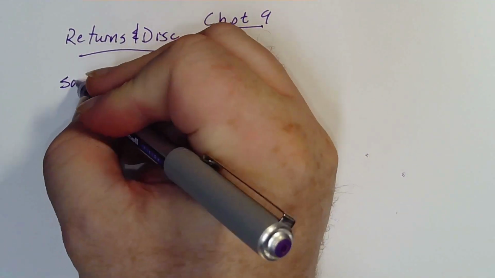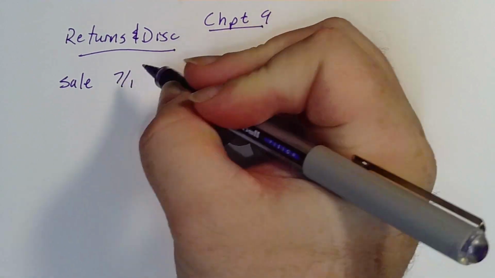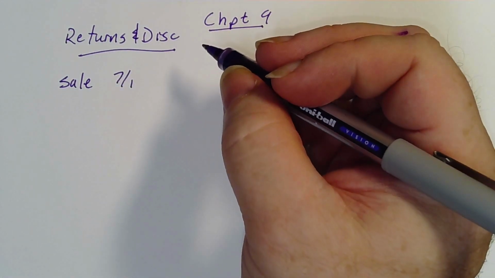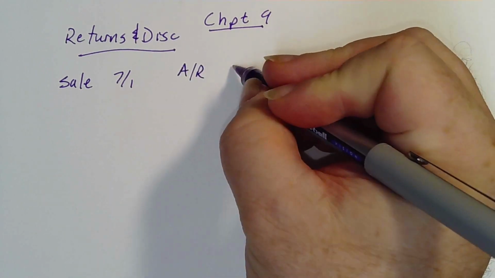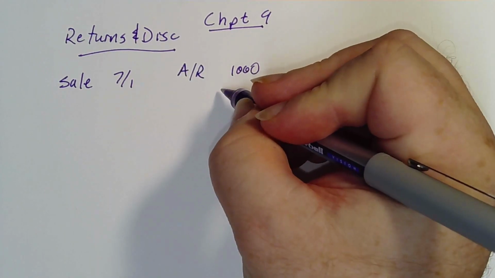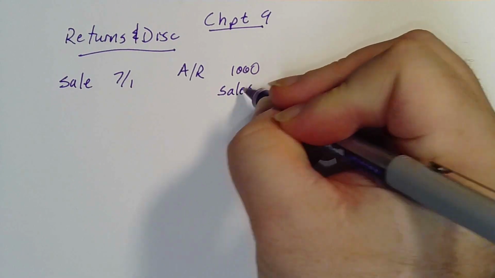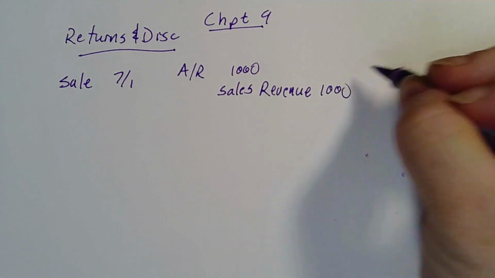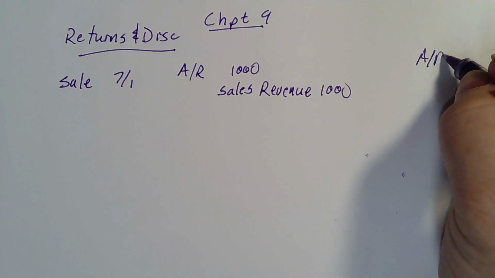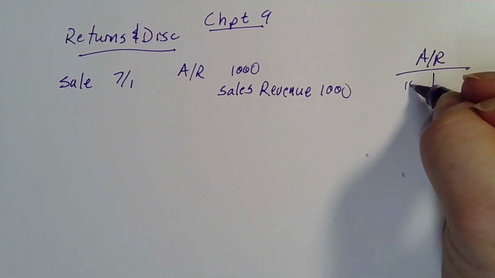When we had a sale, let's say it was on July 1st, and we sold $1,000 on account, meaning they were going to pay us later. So it'd be $1,000 in AR, and we'd have sales revenue of $1,000, and our AR account would look like this, $1,000.